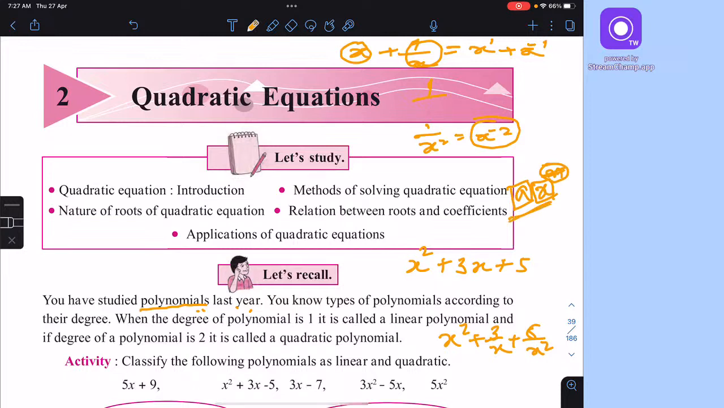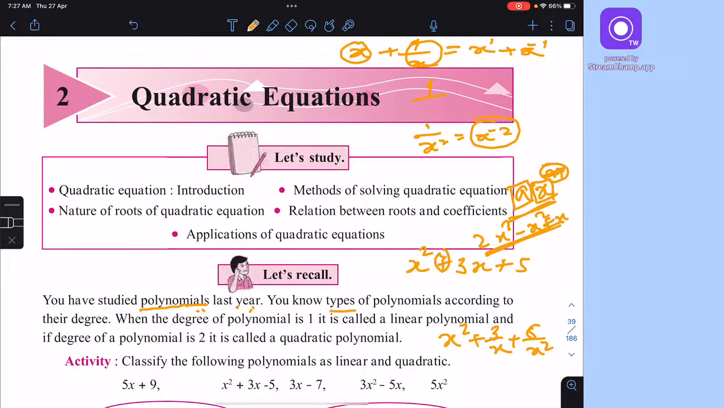This is a monomial, and when monomials are joined by the operation plus or minus, say for example 2x cube minus x square plus x, etc., this becomes a polynomial. A polynomial means all monomials are joined by plus or minus. So you have studied these polynomials last year.